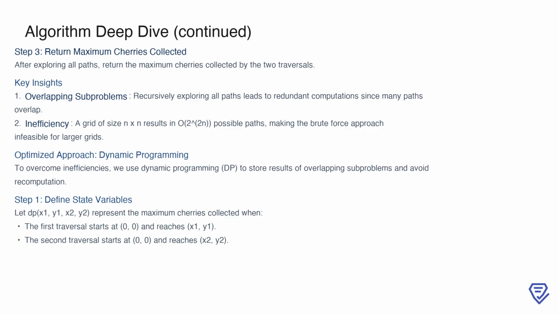However, this method suffers from significant inefficiencies. Recursively exploring all paths results in redundant computations due to overlapping subproblems, where the same path segments are recalculated multiple times. Furthermore, the number of possible paths grows exponentially with the grid size, leading to an infeasible O(2^(2n)) time complexity for larger grids. To address these limitations, we turn to dynamic programming.